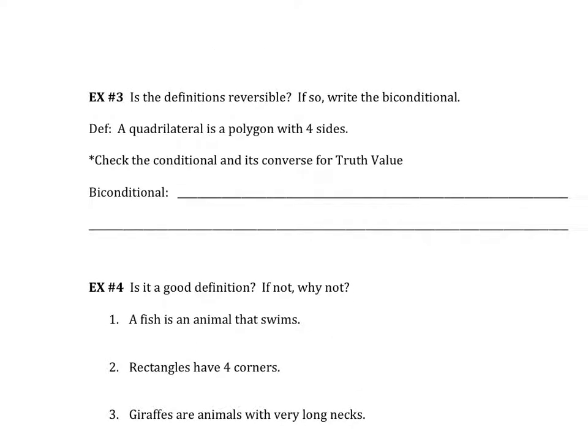So is the definition reversible? And if it is, you should be able to write a biconditional, okay? So here's the definition given. A quadrilateral is a polygon with 4 sides. So basically what we're looking for is, can you write that as a conditional statement? And then can you write the converse of it as well? Because if the conditional and the converse are both true, then yes, we can write the biconditional.